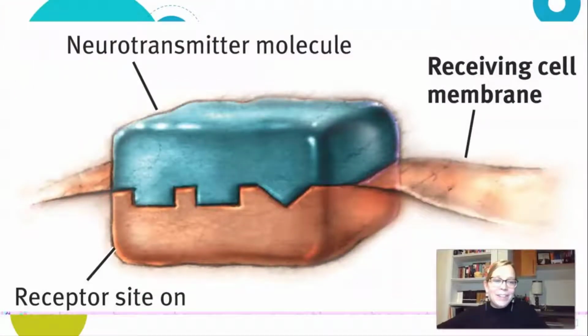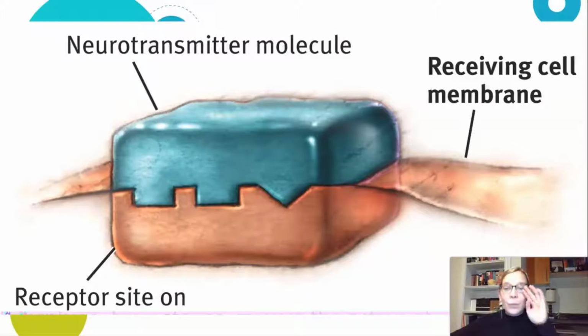Okay, so now let's talk about these receptor sites. We're going to pretend that we're zoomed way, way, way in, and here's a receptor site on a receiving neuron. If you notice, they're shaped certain ways, right? So we've got certain shapes here. And this blue shape here fits perfectly into the puzzle piece of our receptor site. That means that it is specific to that receptor site. So each neurotransmitter molecule will fit perfectly into its matching receptor site.